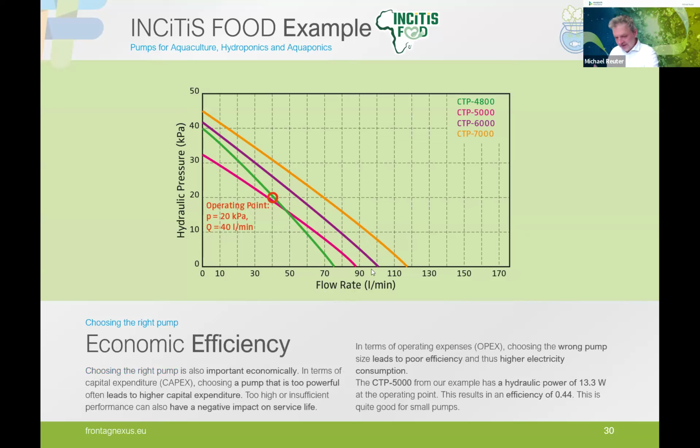Yes, and that's what I already said regarding the economic efficiency. It's quite important to have a look at the operational costs, and if we have less energy use, then we will obviously also have lower operational costs in this regard. And the CTP 5000 in our example, which we could also use to run our system, has an electrical power of 30 watts, and the hydraulic power at our operating point would be 13.3 watts. So the efficiency would be 0.44, which is quite good for such small pumps.